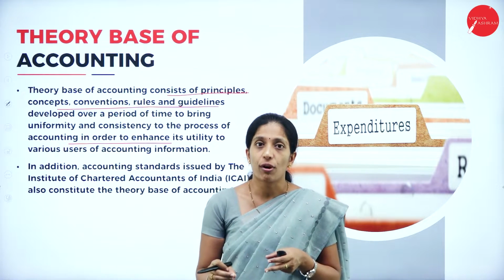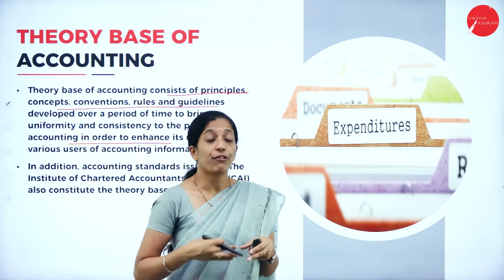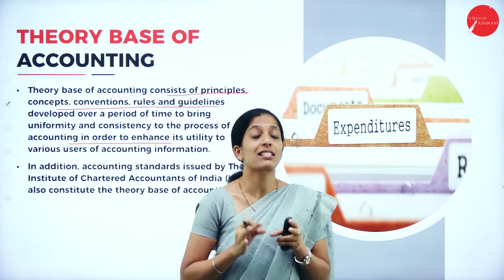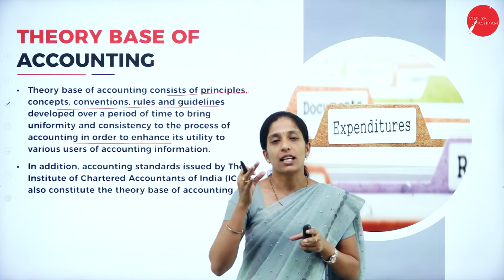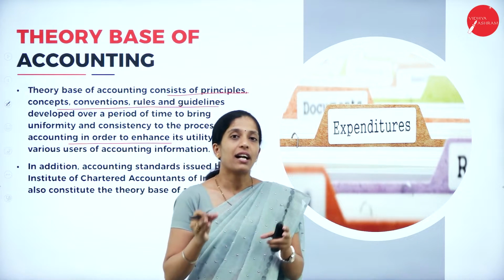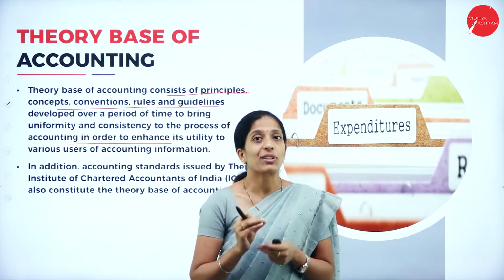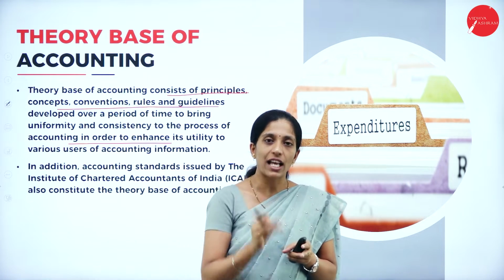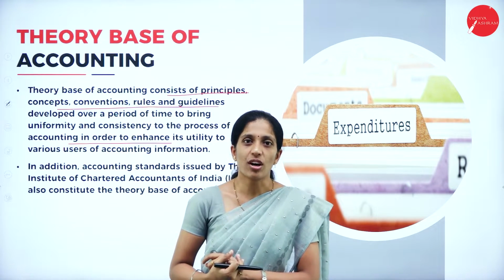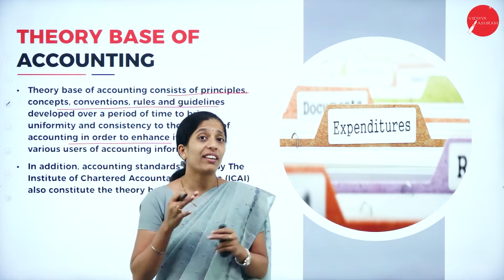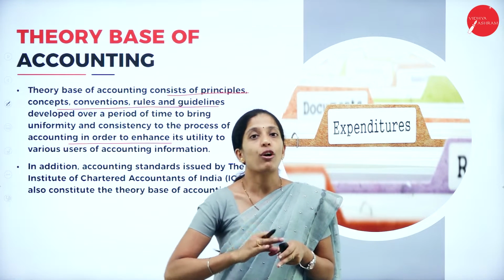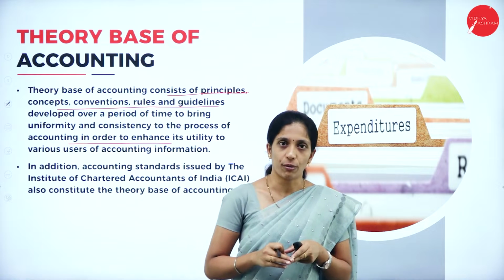So, in order to bring uniformity or to make the accounting information more accurate, there are certain theoretical aspects, which is called the theory base of accounting, which contains accounting concepts, accounting conventions, accounting principles. This tells us how each and every transaction in the books of account has to be recorded. For that, there is a theoretical aspect called the theory base of accounting. Now, you might have a question, why do we have to follow that theory of accounting? The main thing is to bring uniformity in the accounting information.